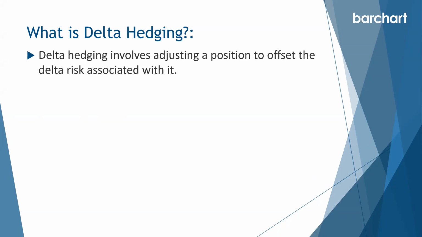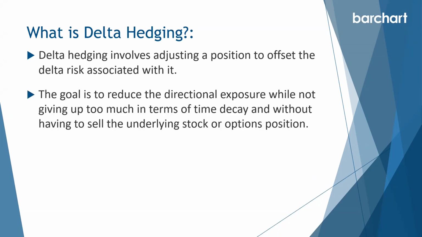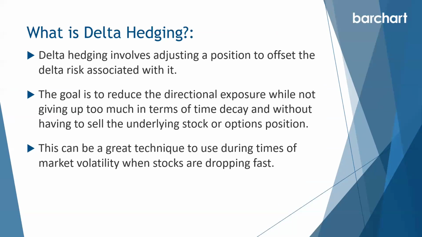Delta hedging involves adjusting a position to offset the delta risk associated with it. And delta is just basically our price risk. The goal is to reduce the directional exposure while not giving up too much in terms of time decay and without having to sell the underlying stock or option position. This can be a great technique to use during times of market volatility when stocks are dropping fast.